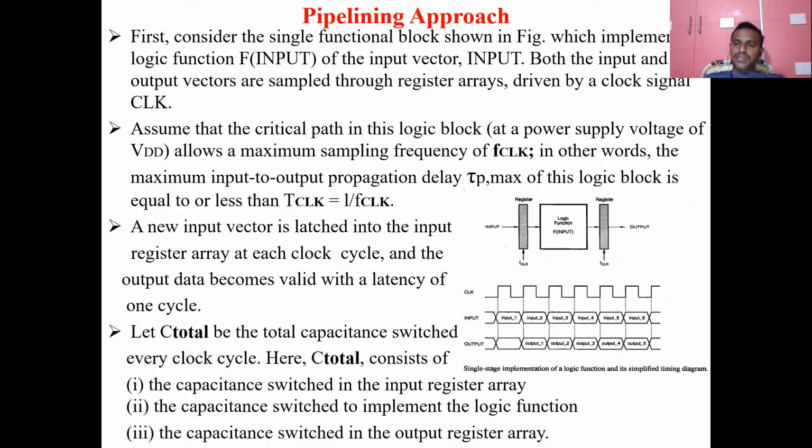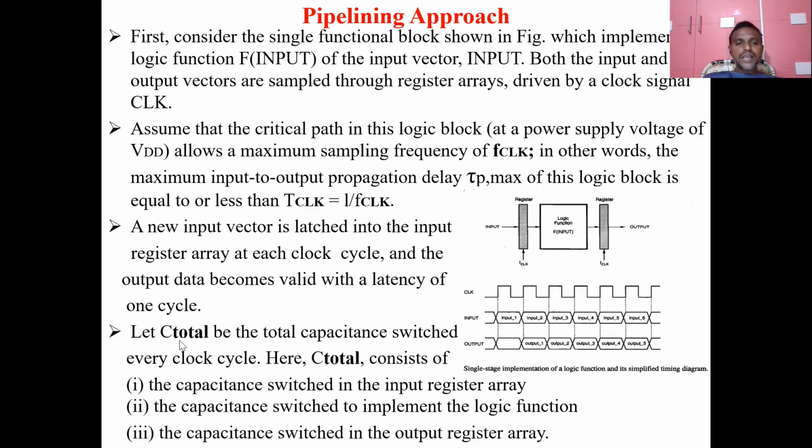Suppose the nth clock is applied, or we can say the n-1 input is applied, then we will get the output after n clock cycles. That means between applying the input and getting the output, we have a time period of 1 clock cycle. That is the output being valid with a latency of 1 clock cycle.